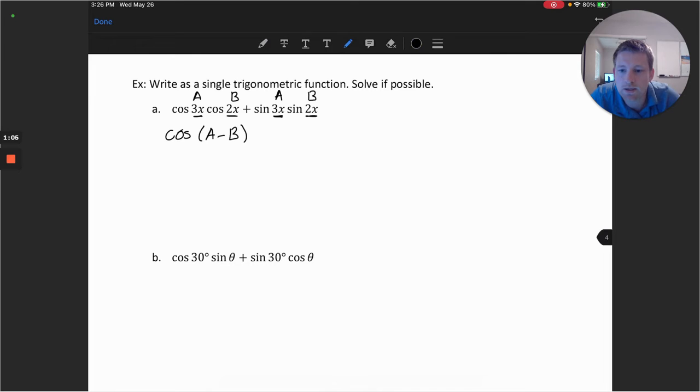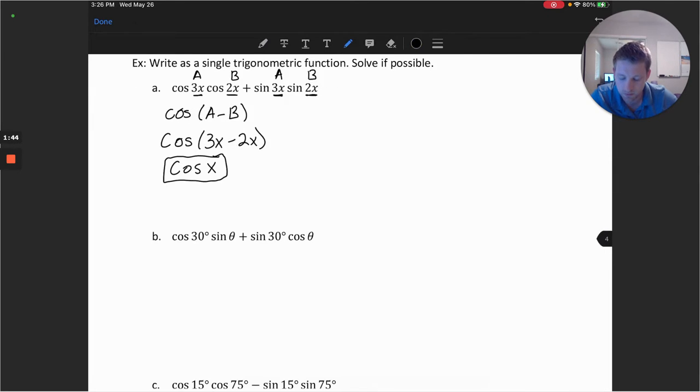The cosine difference and sum formulas always have a change of sign in the middle. That's one way you can remember that one. And the cosines always start with cosine times a cosine. So in this case, we would simplify this with the cosine of A minus B. Well, that would be 3x minus 2x, or we could just write that as cosine x. So there's our single trigonometric function equivalent to the original expression.